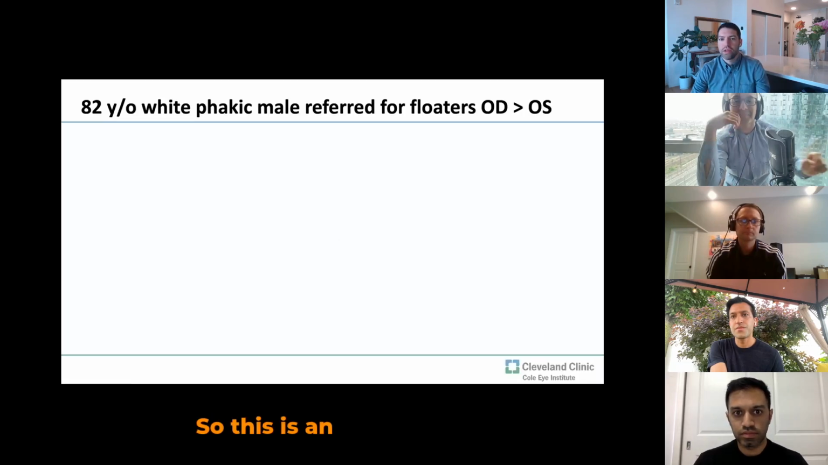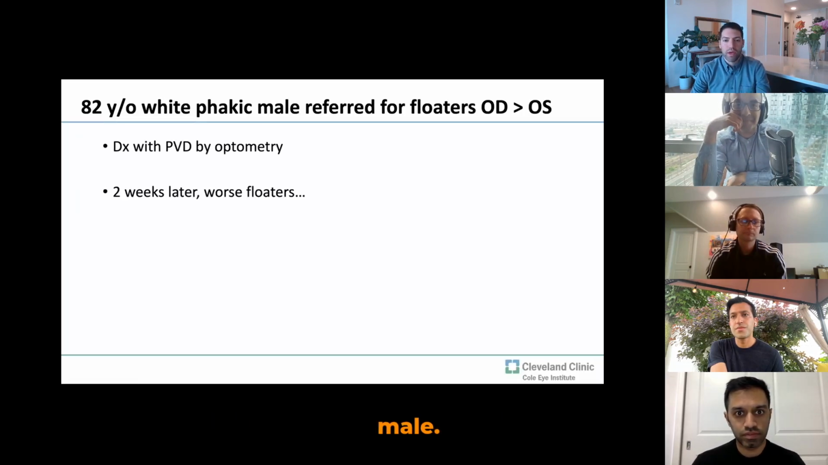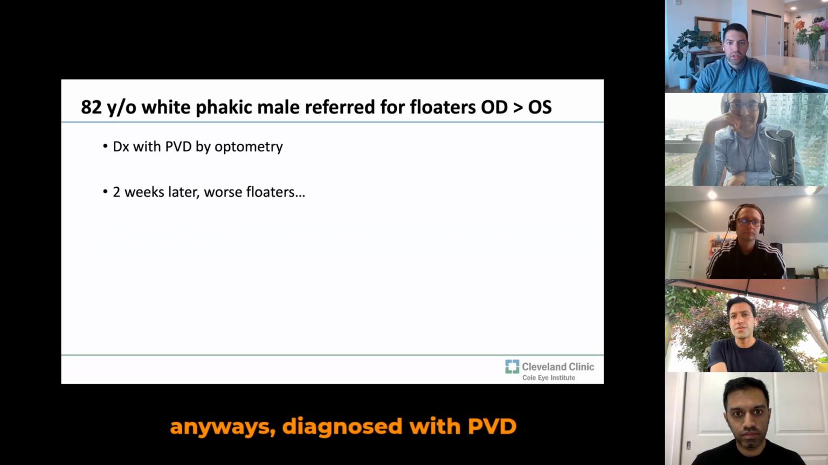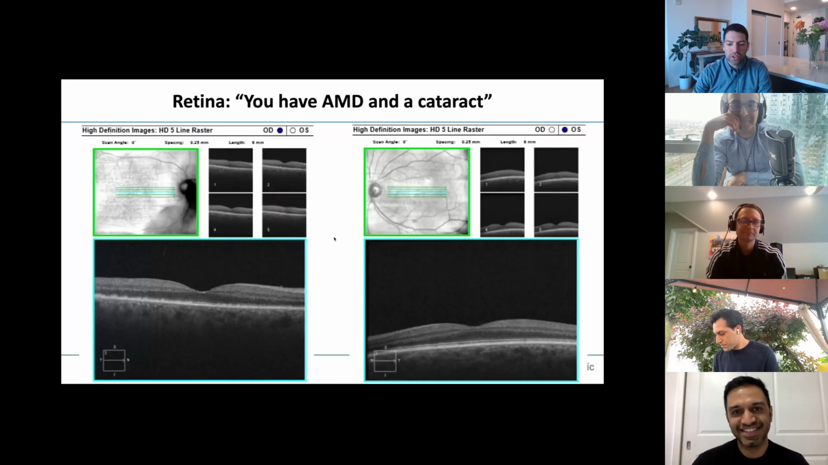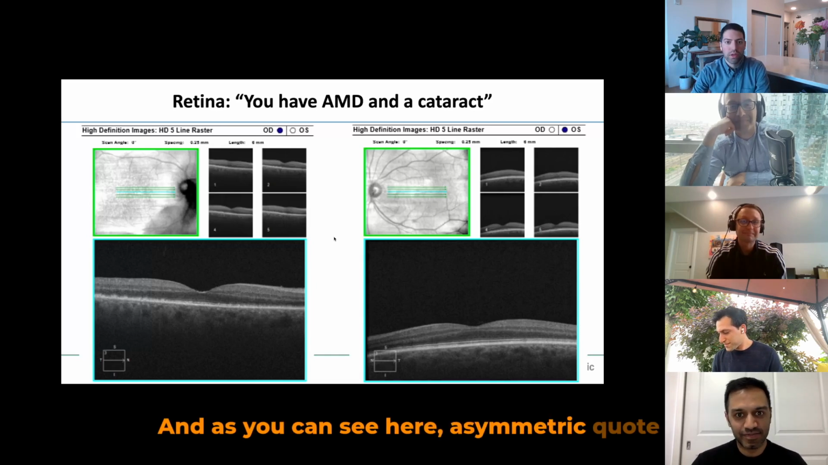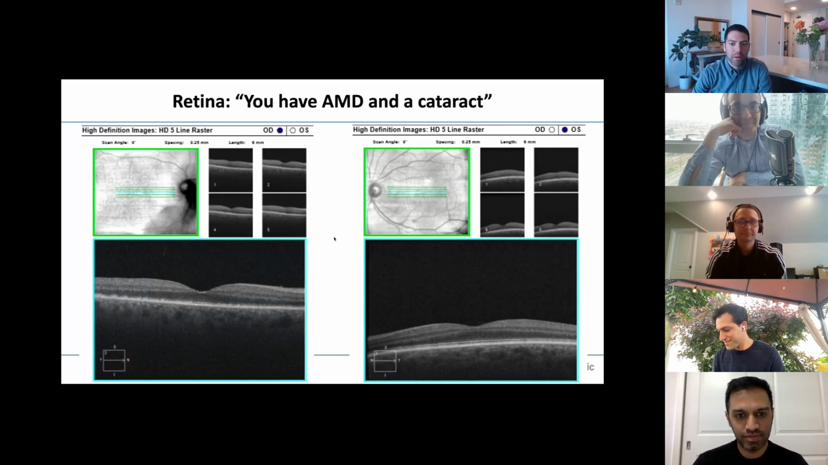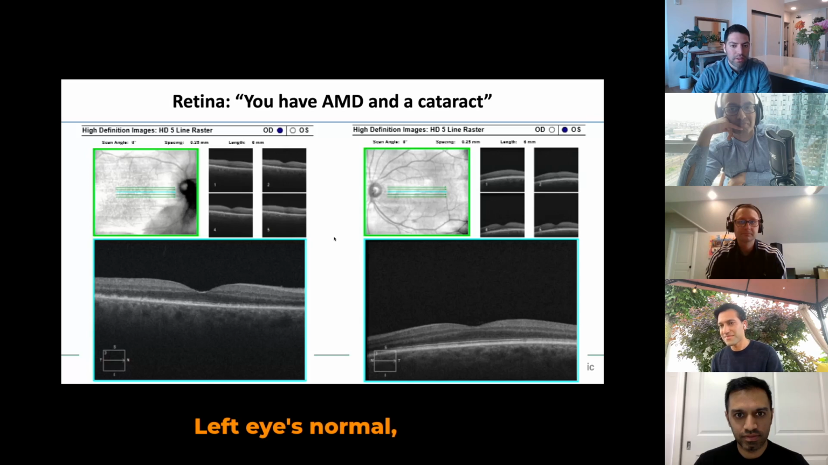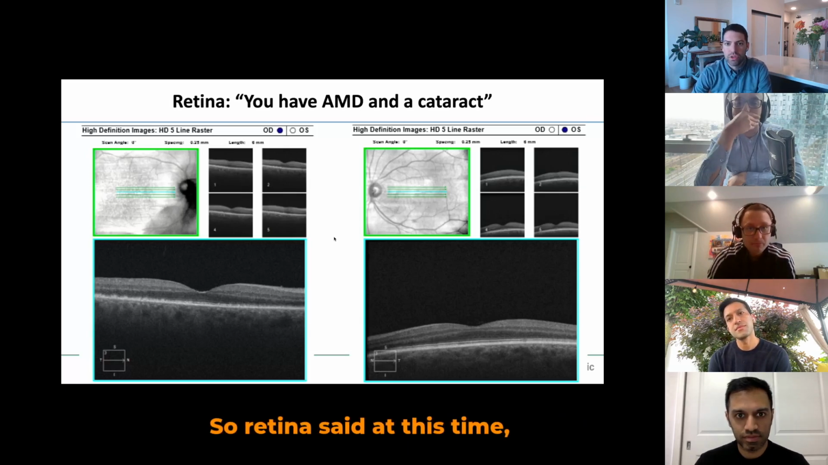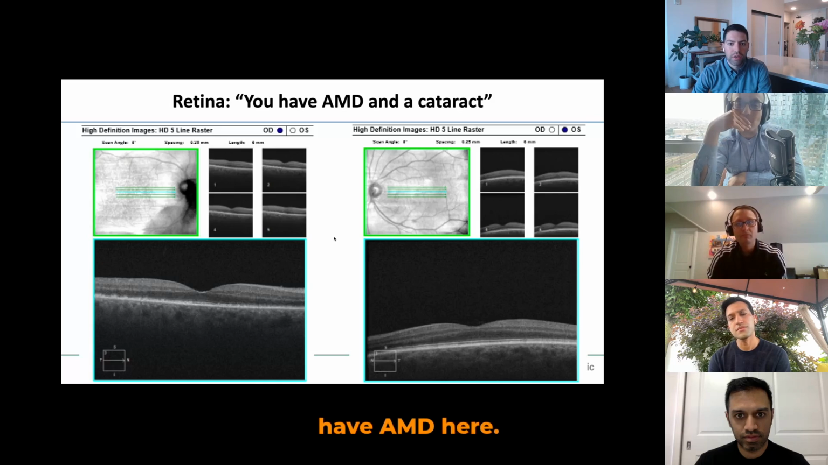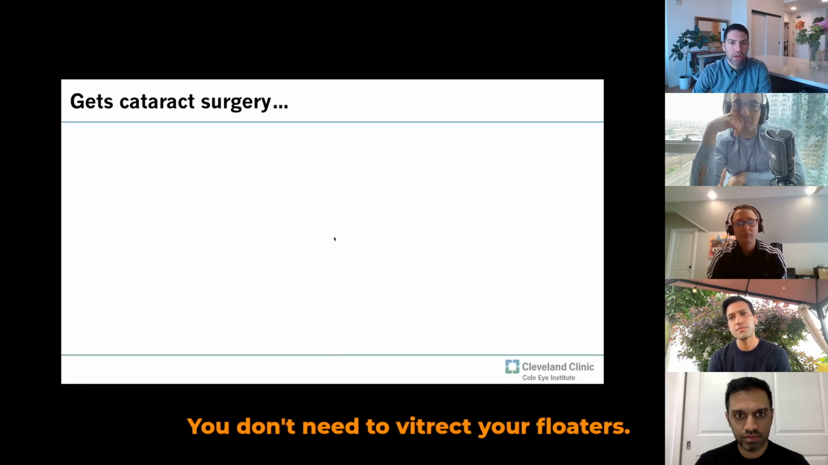So this is an 82-year-old white phakic male. Diagnosed with PVD, 2 weeks later, worse floaters, sent to retina for VIT for floaters. And as you can see here, asymmetric, quote unquote, AMD. Left eye's normal, right eye has these little drusen. So retina said at this time, you just have AMD here. You don't need a vitrectomy for floaters. You're good. Get cataract surgery.